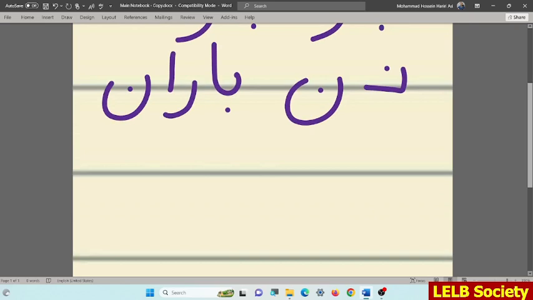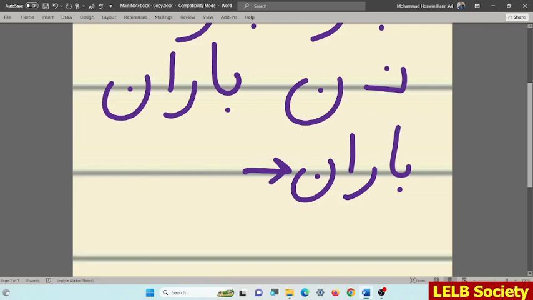So I write it one more time, baran, and we use this type of ne, the final ne, because it is located at the end of the word. Baran, as I said, it means rain.